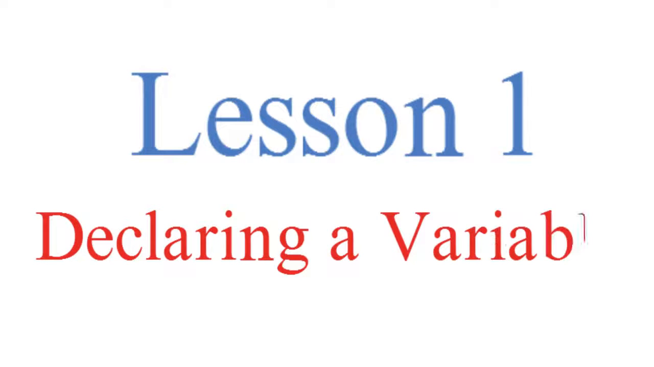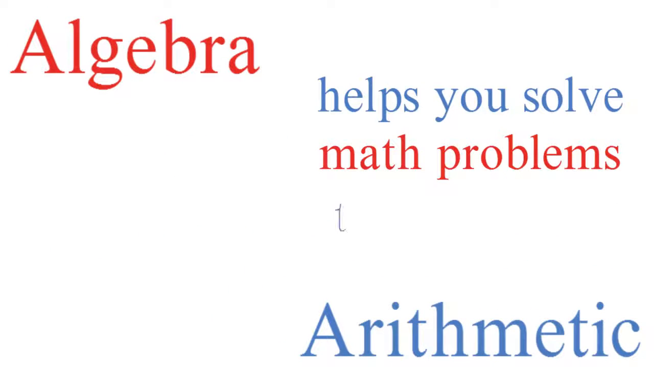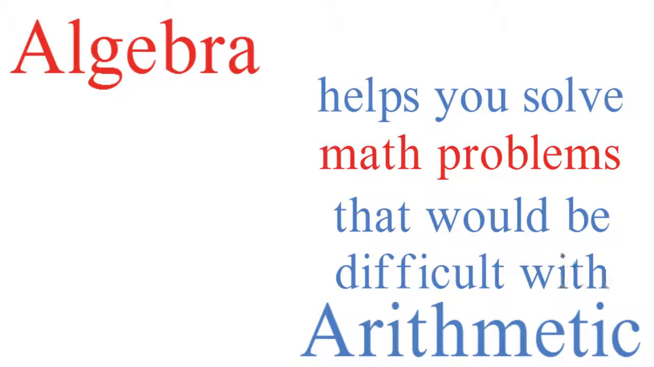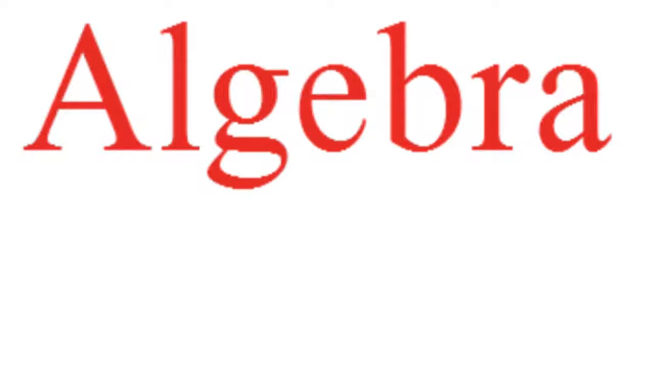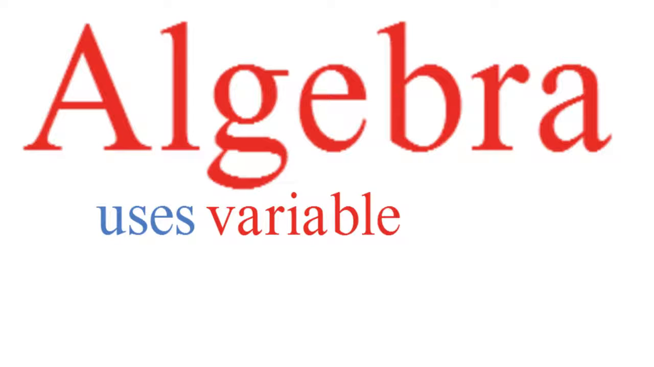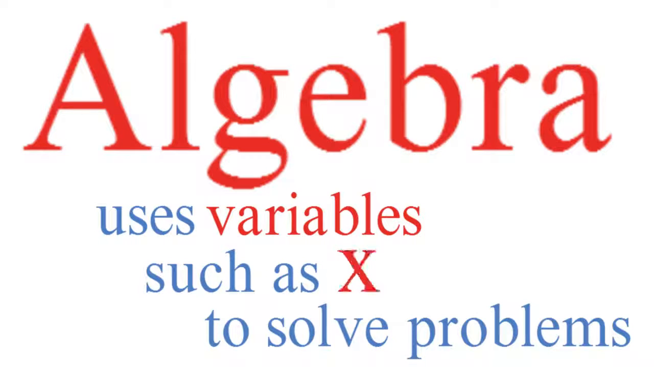Lesson 1. Declaring a variable. You already know that algebra is used to solve problems that would be difficult or impossible to solve with arithmetic. Unlike arithmetic, algebra uses variables to solve problems. Recall that a variable is a letter, such as x, that stands for an unknown number.